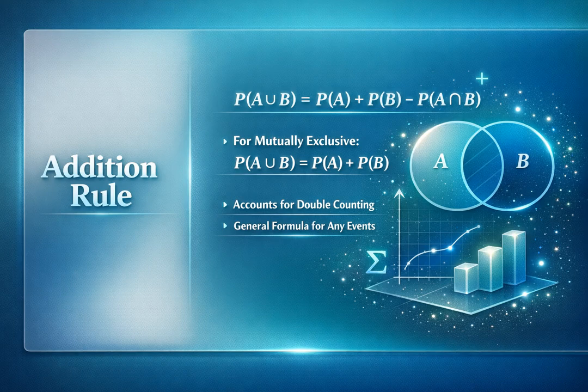The addition rule. P of A union B equals P of A plus P of B minus P of A intersection B. For mutually exclusive events where A intersection B is empty, this simplifies to P of A union B equals P of A plus P of B. The subtraction accounts for double counting outcomes in both events. This general formula works for any events.